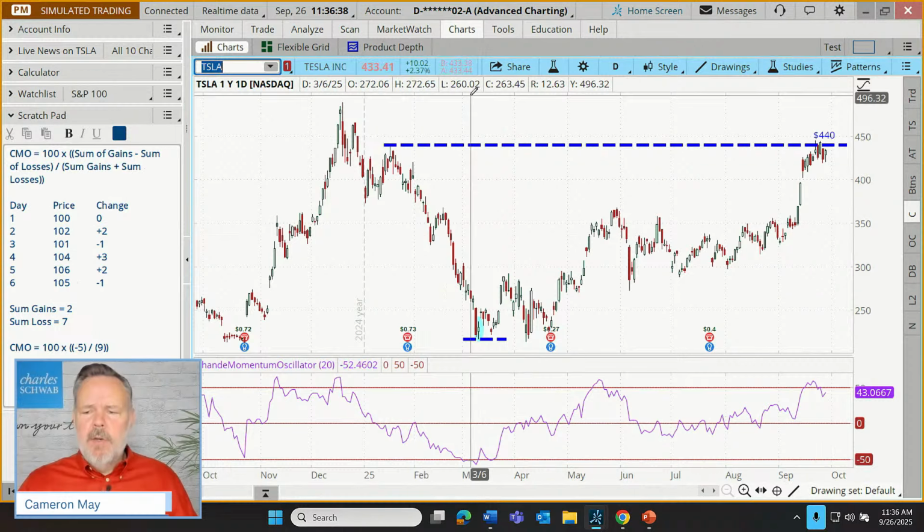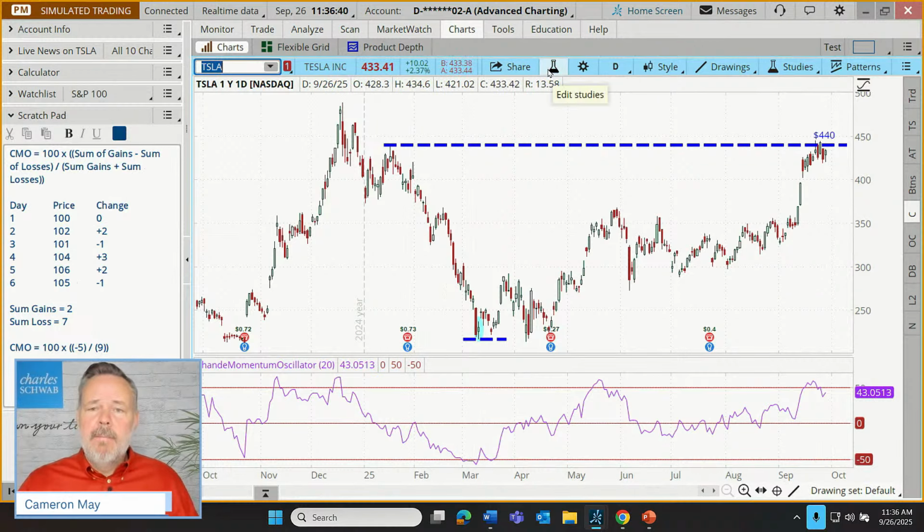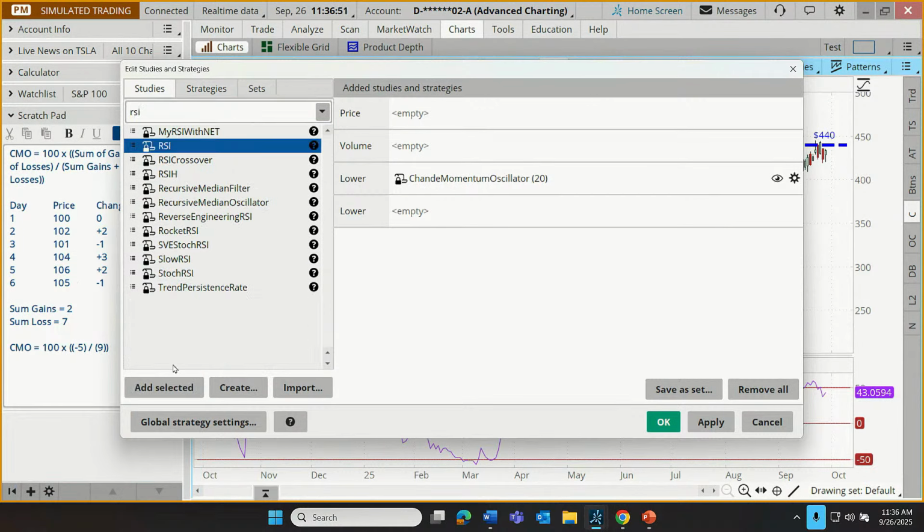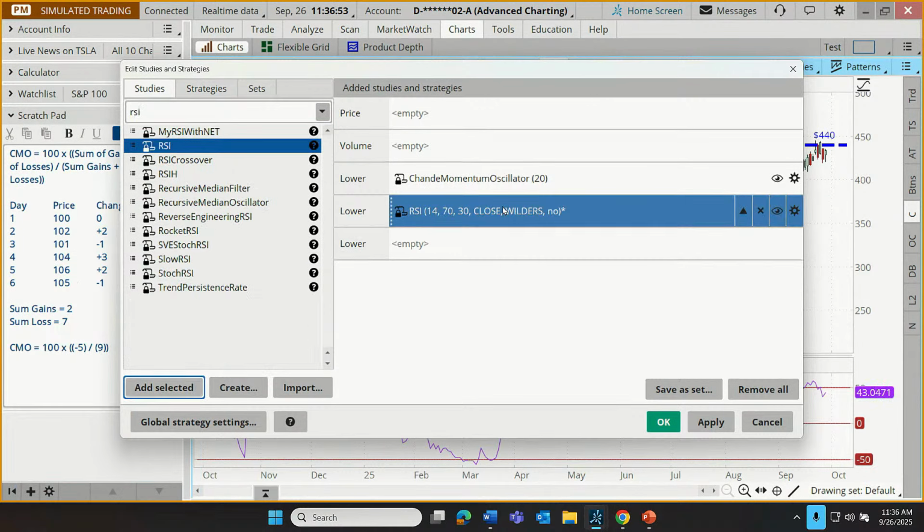Actually, before we do, I did want to compare. Why do some people see similarities between this and the RSI? Let's put an RSI on there, and I think you'll see the similarities right away. Add that to our chart. So here's our Wilder's oscillator.